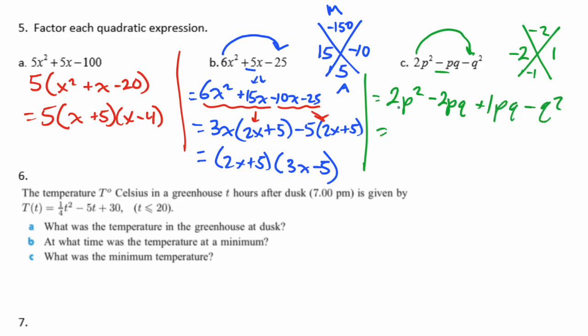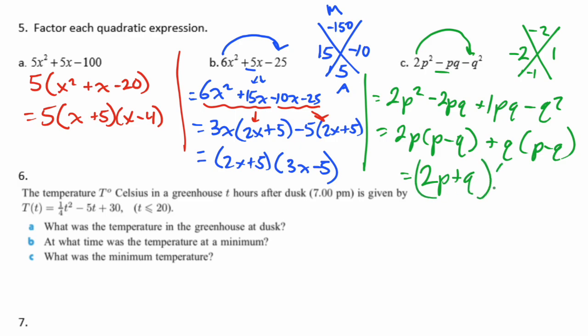We factor by grouping. We factor out 2p. And we factor out q. And that's 2p plus q, p minus q.